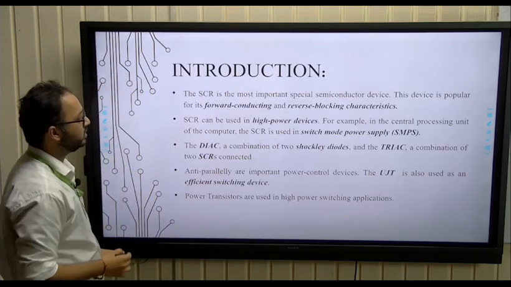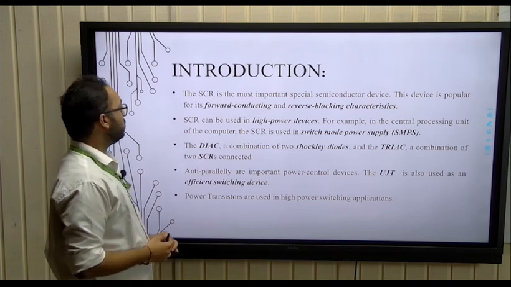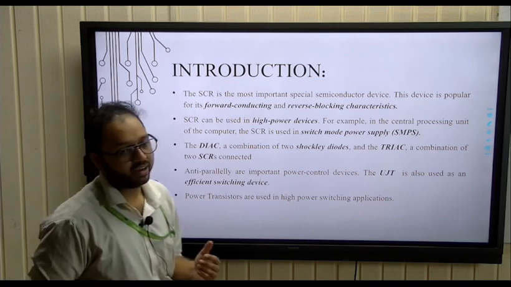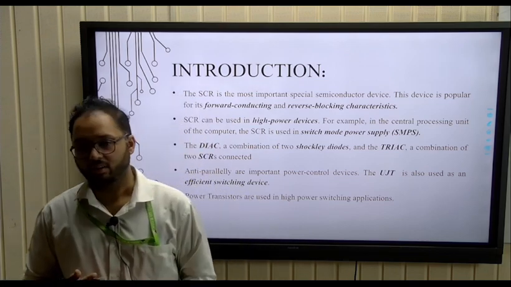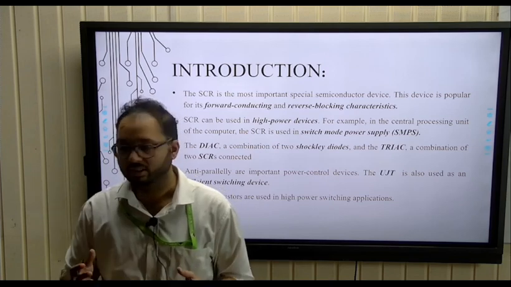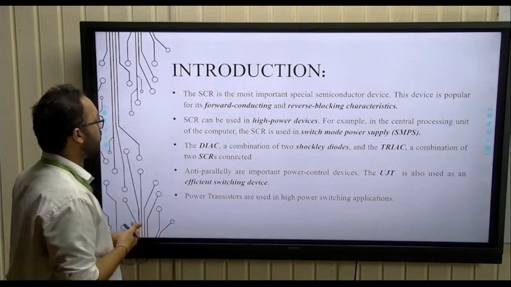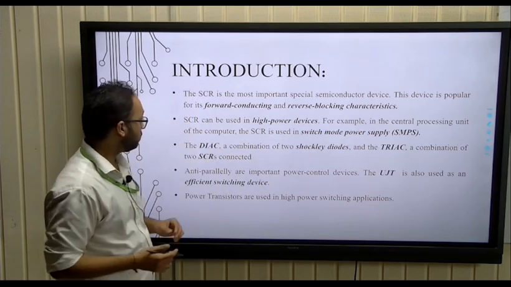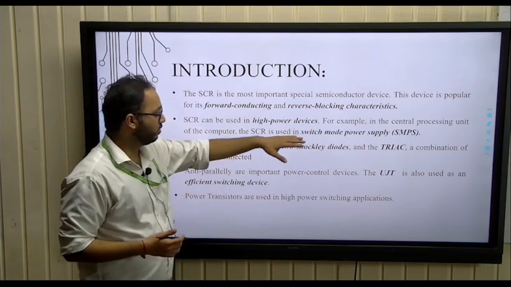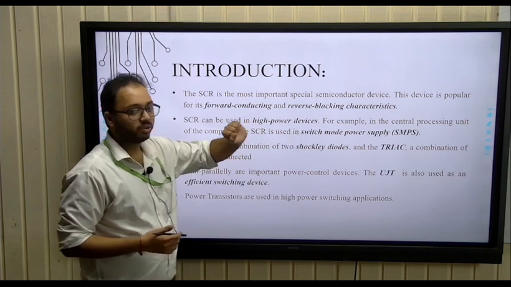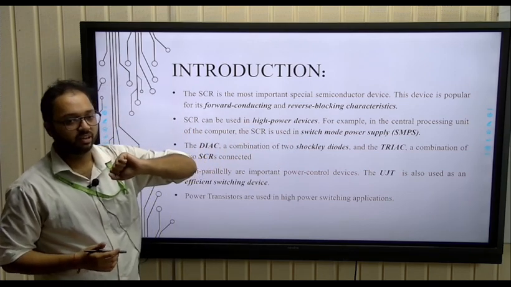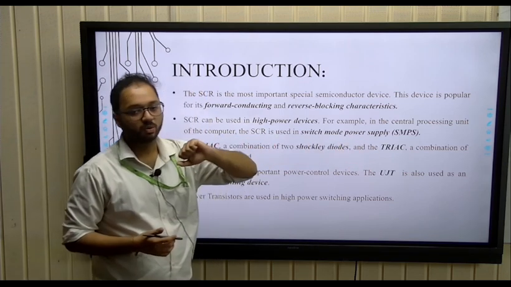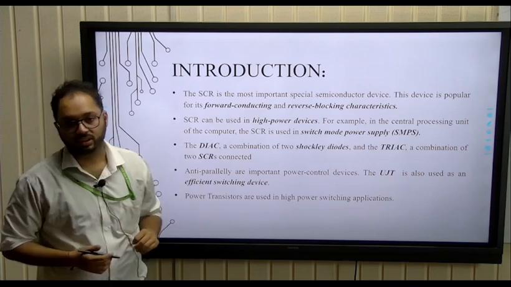Okay, from the first we will start with the SCR. For the SCR, the introduction is that this is the most popular device that is used for conducting in half wave, full wave or other controllers, and it mostly works in either forward conducting mode or reverse blocking mode. The SCR is used in very high power places, and SCR is mostly used in SMPS, that is switch mode power supply, that is used in your computers.